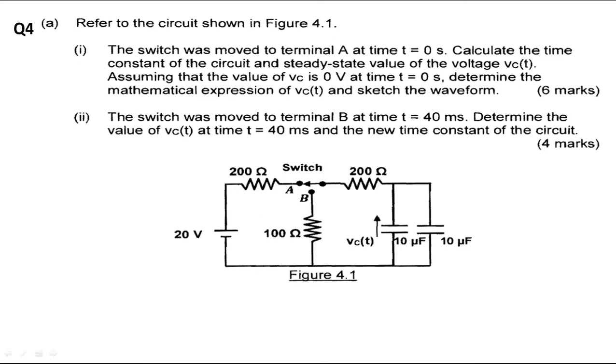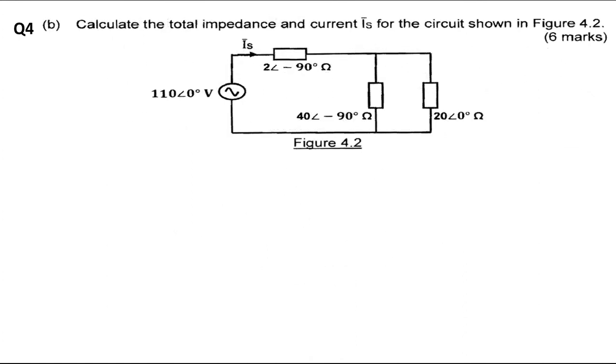Hi once again. We have earlier on seen question 4, part A of the past exam paper, August 2014. Now we look at question 4, part B. Question 4, part B provides a circuit, figure 4.2, and we are tasked to calculate the total impedance and the current IS flowing into the circuit. So we are required to calculate two things. One is the total impedance of this circuit, and the other is the total incoming current. Let's see how we do this.